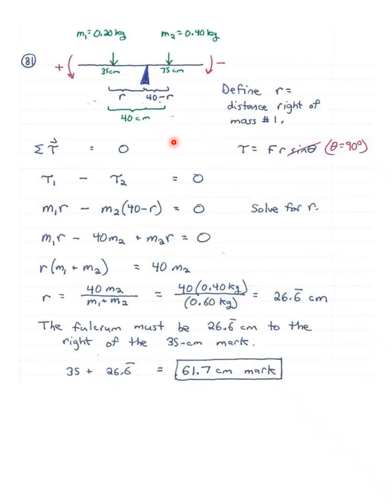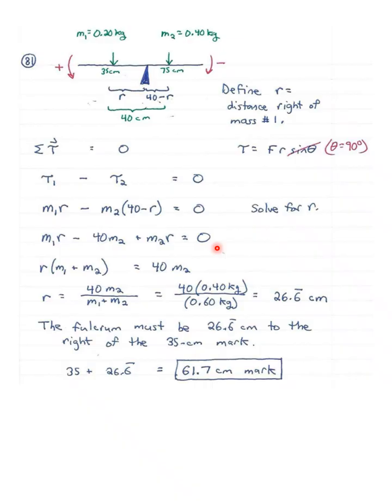Now, the torques are m1 times r. I've left something off here. I forgot to write g because I factored it out without even writing it, but it's actually m1g times r, and this one is m2g times 40 minus r. I just factored out g. So we have m1r minus m2 times 40 minus r equals 0. Let's solve for r. So m1r minus, we're going to distribute the m2, that's going to be 40m2 plus m2r equals 0.